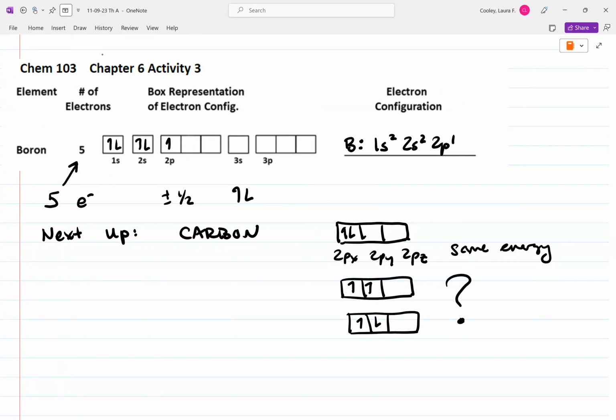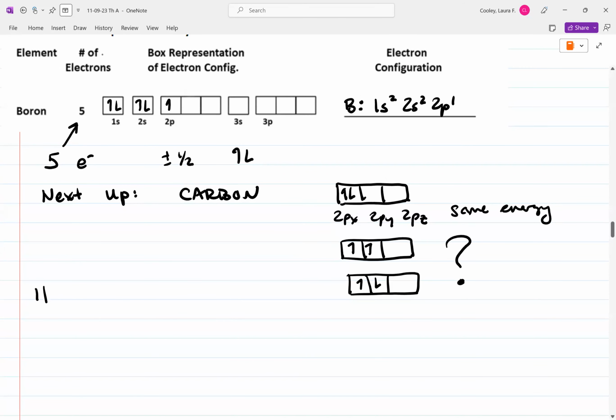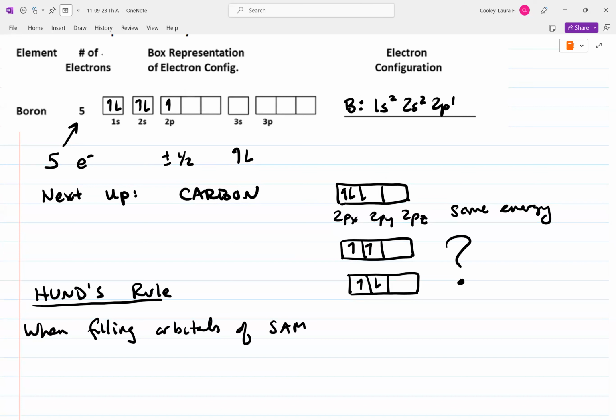And we don't know that yet because I have to tell you another rule, which is called Hund's rule, which says that when filling orbitals of the same energy, you fill them singly first.